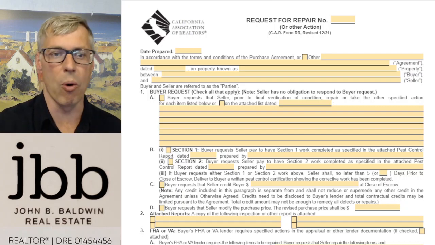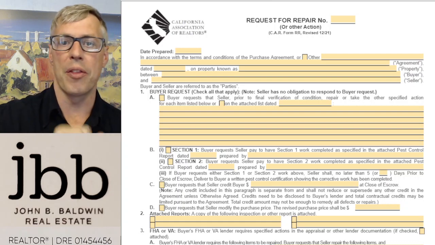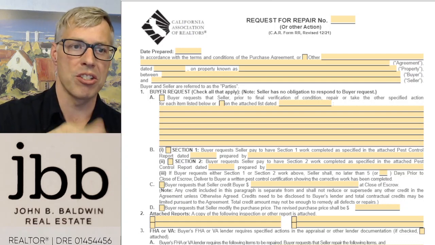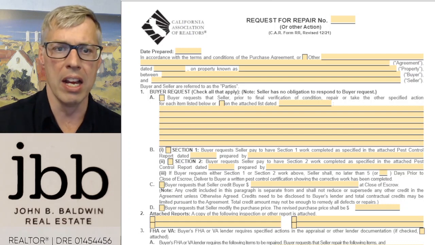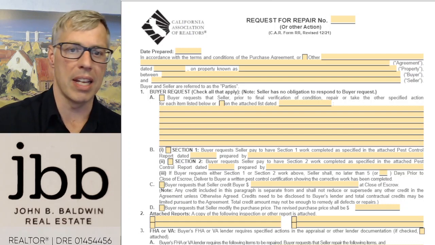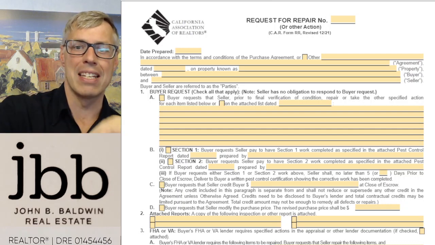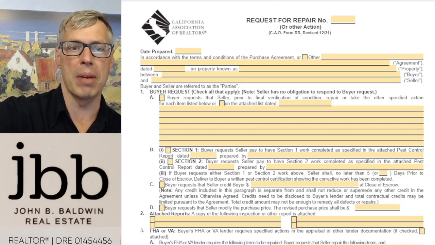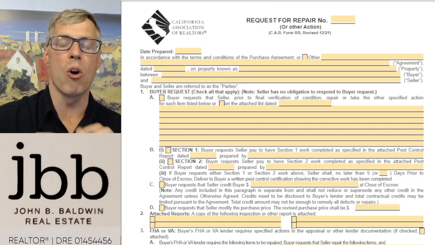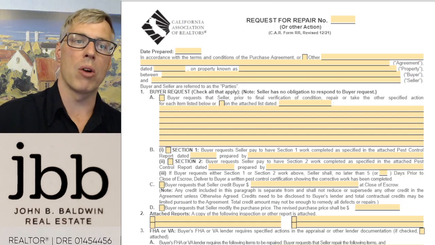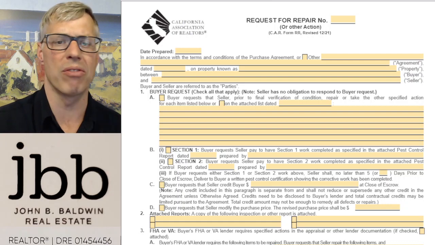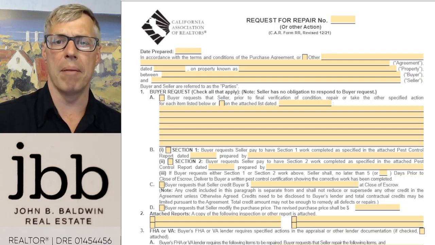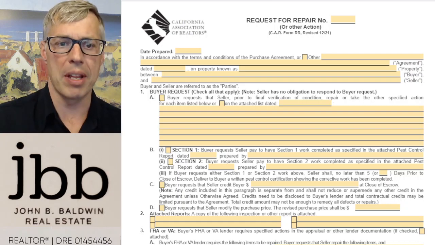So this is the form, and as you can see, got the repair request number. That's just so we can kind of track which request we're dealing with, if there's more than one. Date prepared, that's self-explanatory. And then you have purchase agreement dated. That's so we know what document we're making a repair request to. This is just how the chain of paperwork is. It's mostly for us agents, but it gives you an idea what the top of that form is about.